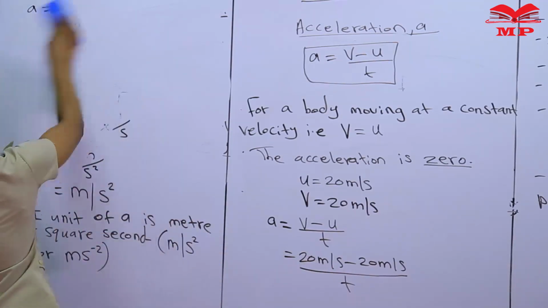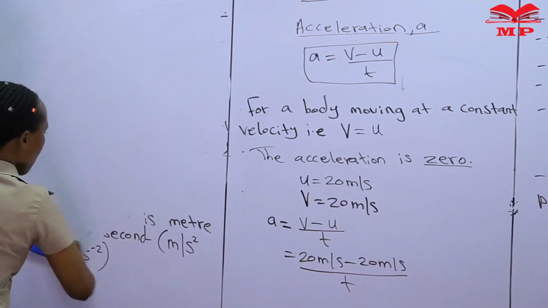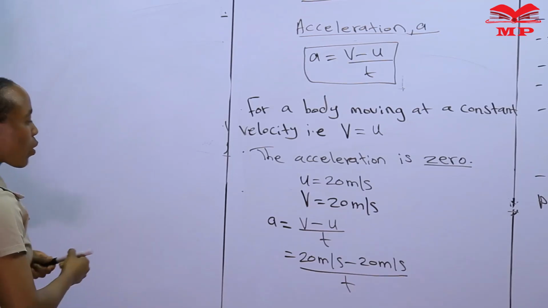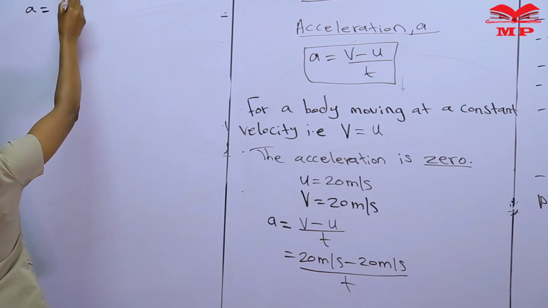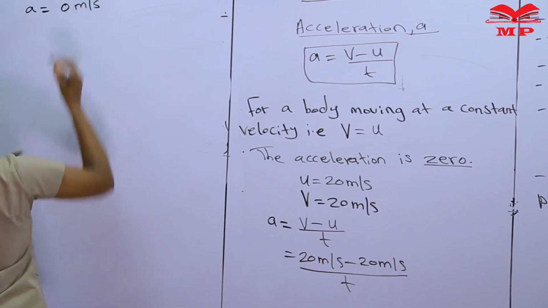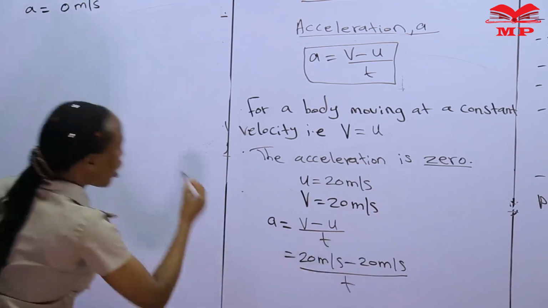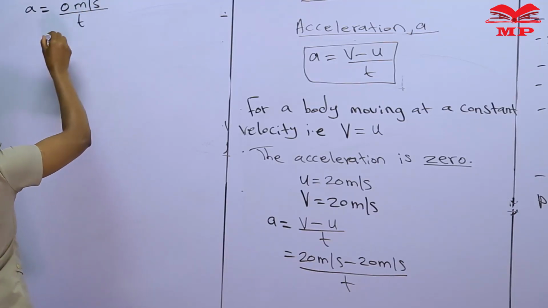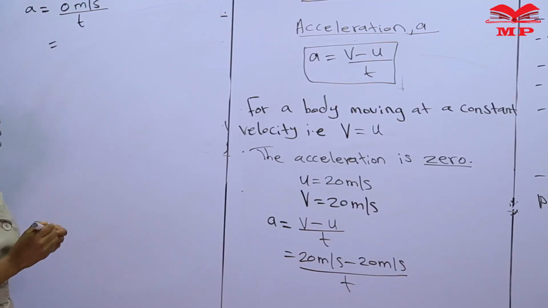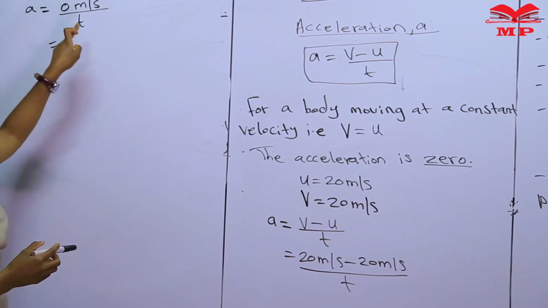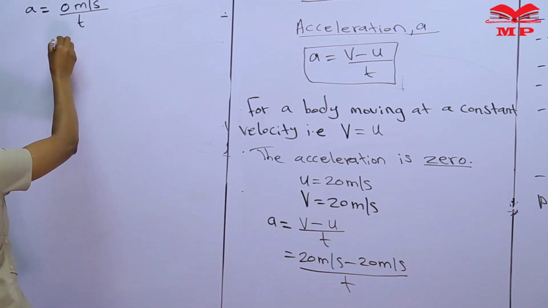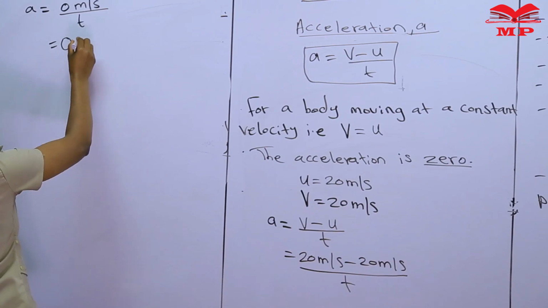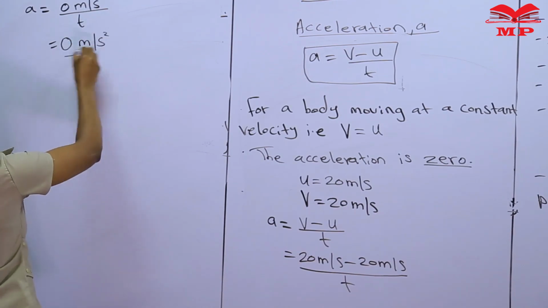So that is for a body moving at a constant velocity. Therefore, it means that acceleration will be 0 meters per second squared. That is the change divided by the time taken. Zero divided by any number is equal to 0, and therefore the acceleration will be 0 meters per square second.